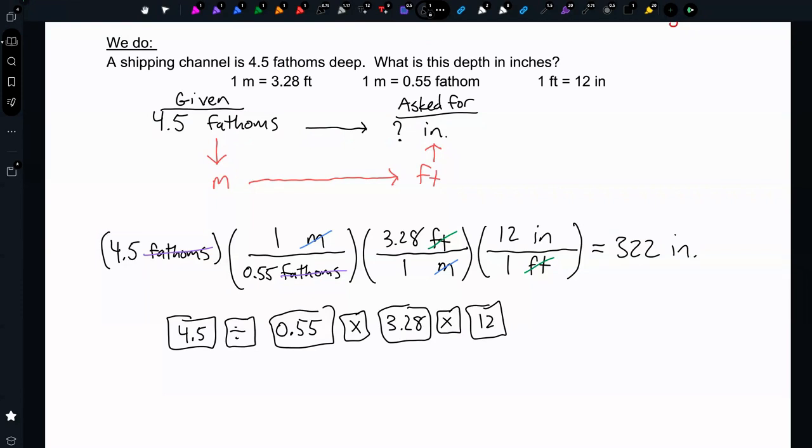My starting quantity only had 2 digits in it, so it would probably be more correct to write 320 inches as my answer, rounding it to that second digit. If you want to talk about sig figs, we can talk about those. That would be short for significant figures, which tells us how many digits to include. But I usually try to include in my answer however many digits my starting quantity had, which in this case was 2, and then round it off there. But if you wrote 322, we would definitely accept that answer.